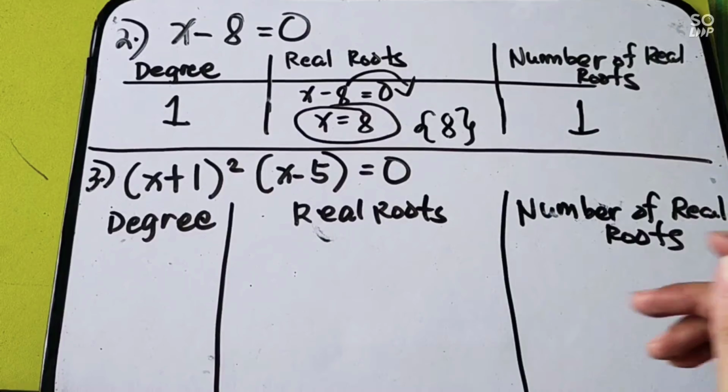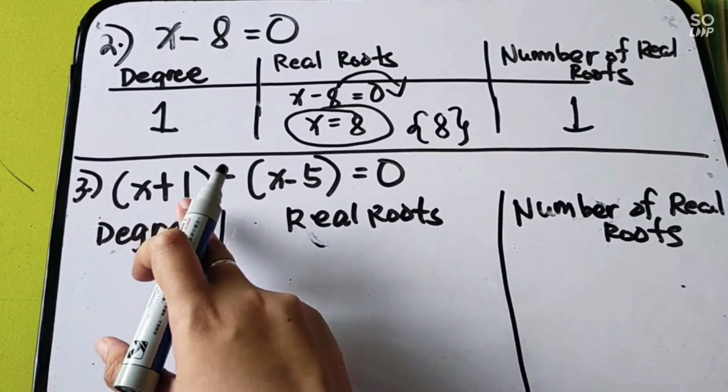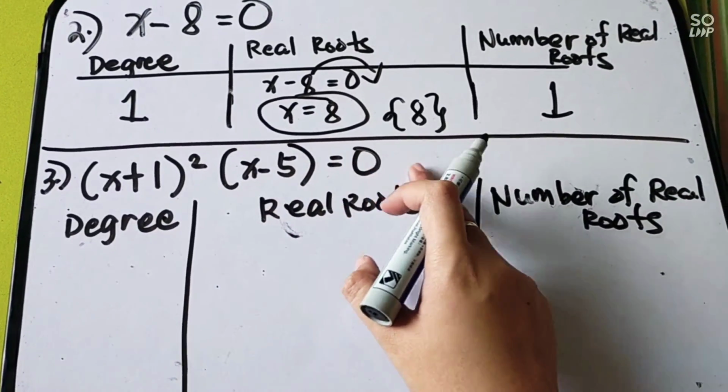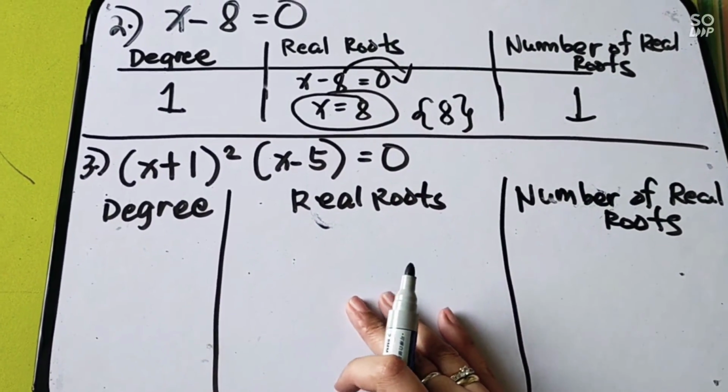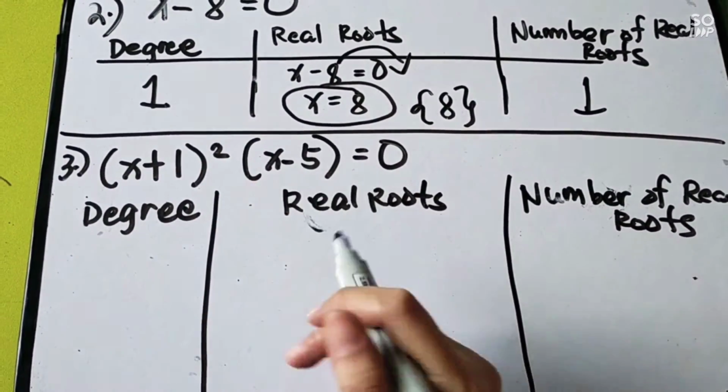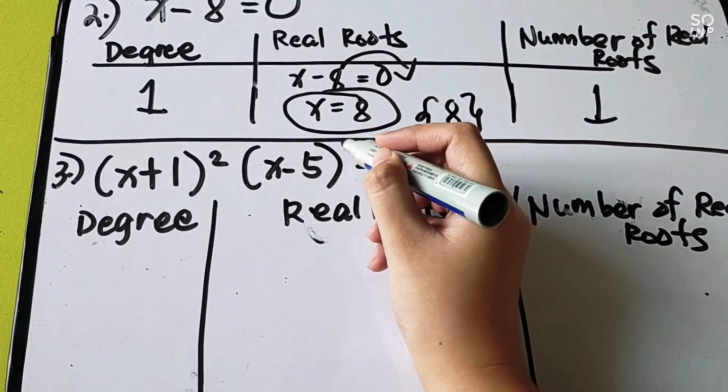Ayan. Next tayo. Number 3. X plus 1 squared times x minus 5 is equals to 0. This one, multiplication, diba? Multiplication. So, since multiplication yan, meron dyang 1.